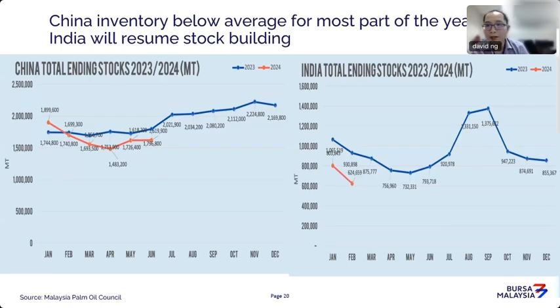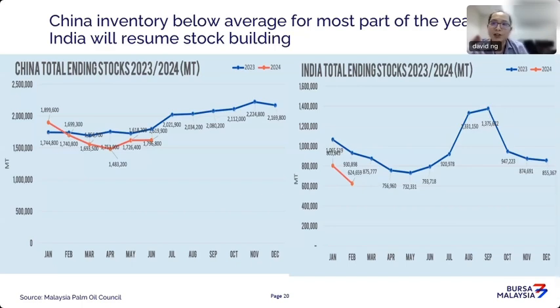Now, China and India are the two largest Malaysian palm oil importers, so obviously, looking at ending stocks at their ports is important. You can get all this from the Malaysian Palm Oil Board website or the Malaysian Palm Oil Council website. They publish this on a monthly basis. As long as inventories are high at the port, there's no reason for them to buy more palm oil.